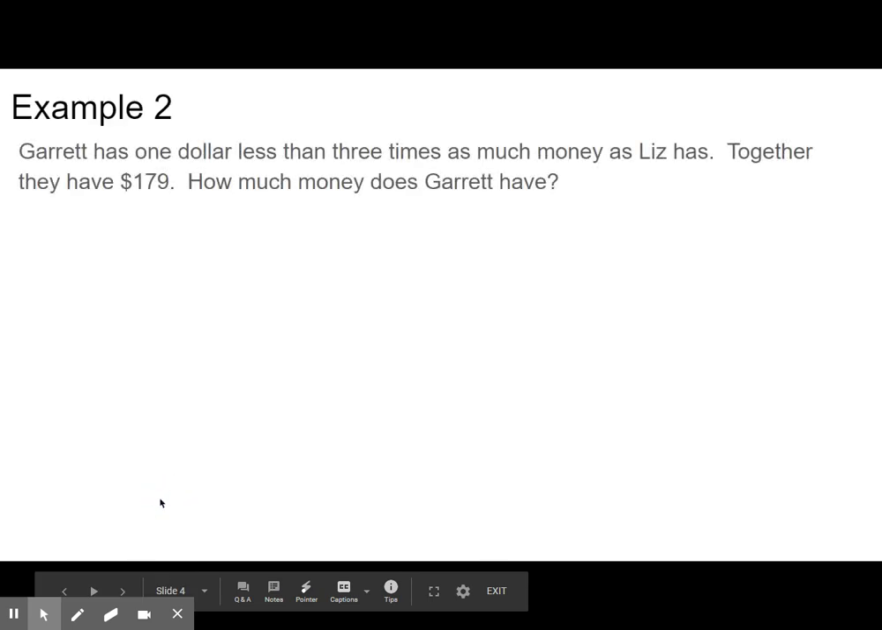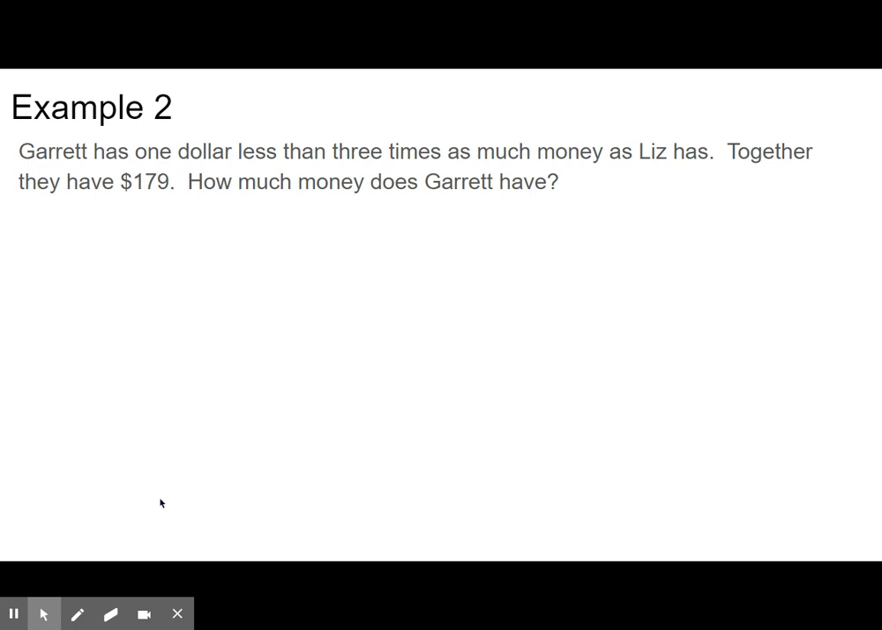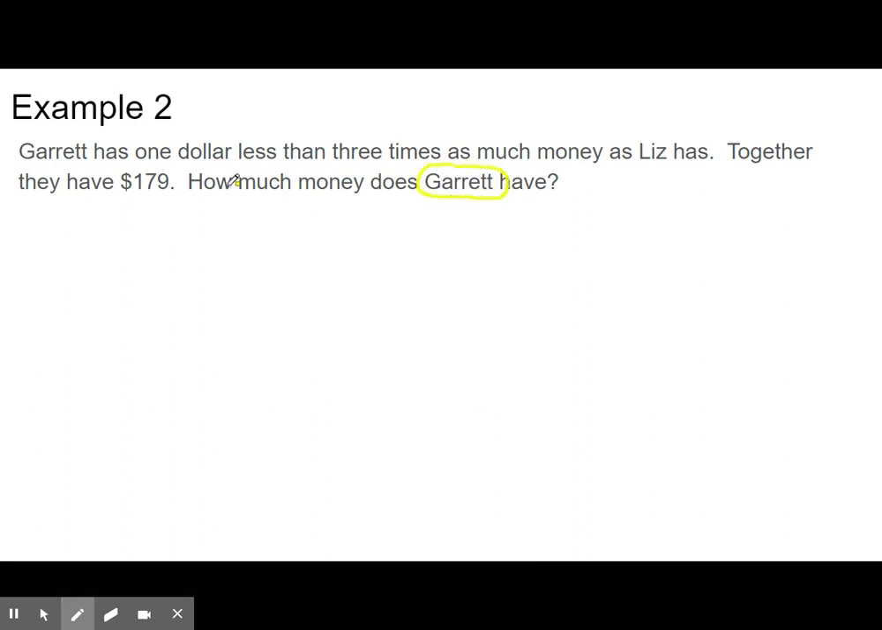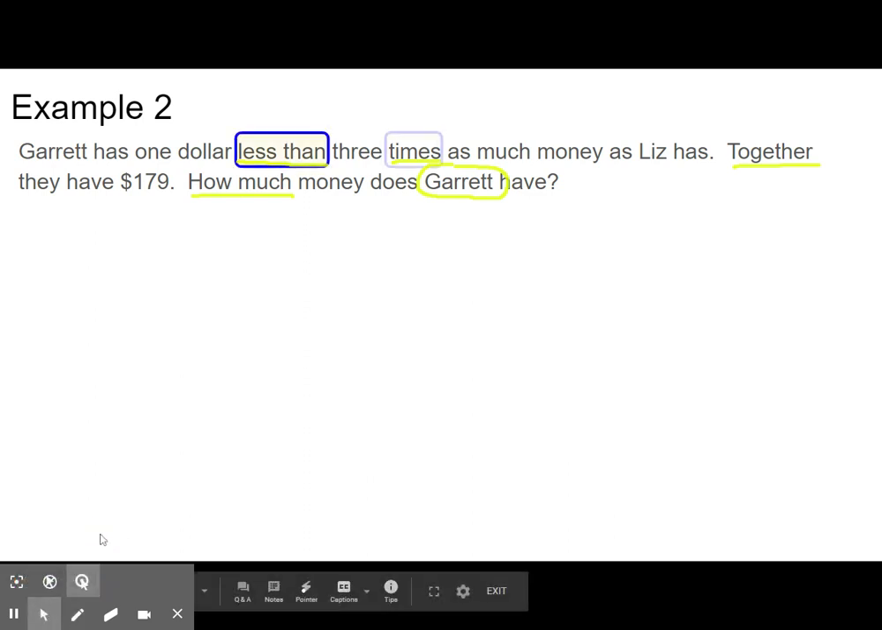Garrett has $1 less than 3 times as much money as Liz has. Together they have $179. How much money does Garrett have? So this time, keep in mind, our answer is going to be Garrett. How much? Keywords. I saw an awful lot of math words. Together, that is actually a math word. They have $179. Let's define our variables.